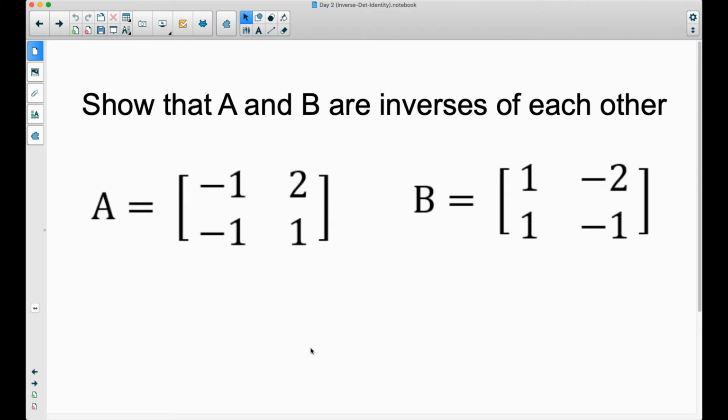Do you have to put in the second one to even figure that out if you have it in front of you? Do you have to put the second one in your calculator? No, but we're going to prove that they are inverses of each other. We can find the inverse by doing the inverse of A, and if we get B, then we're good. But we're going to show a different way too.